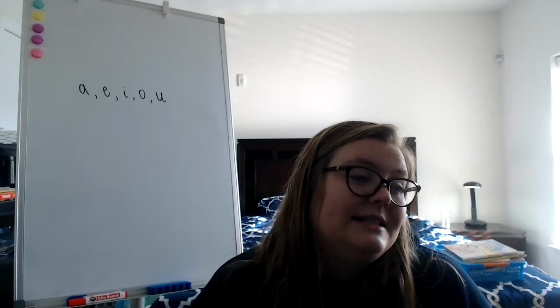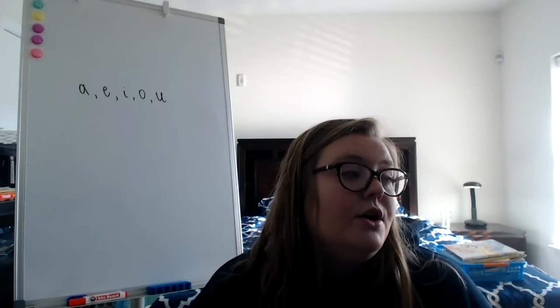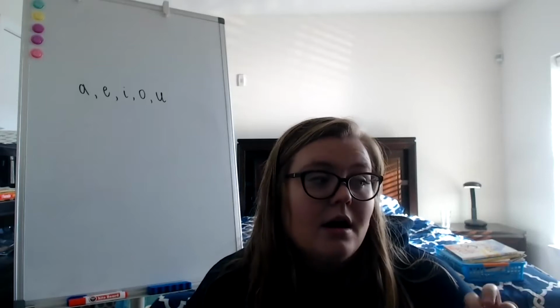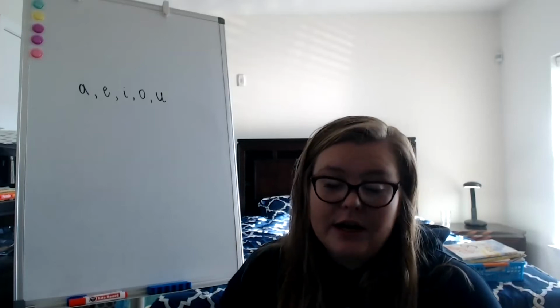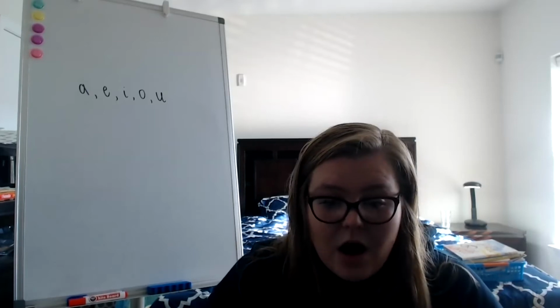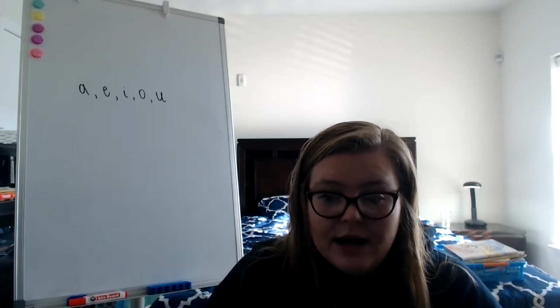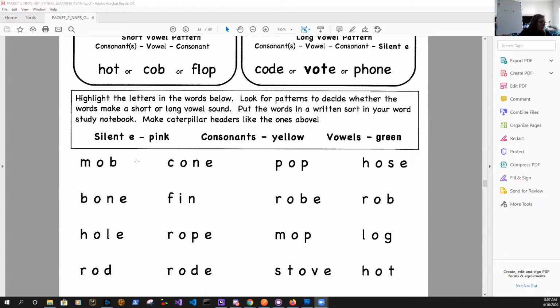But if it is a silent E at the end of a word, you are to color it pink, consonants color yellow, and vowels color green. So you're going to do that right on the paper. Color the silent E's pink, the consonants yellow, and the vowels green. So even though E is a vowel, if it's at the end of the word and it's a silent E, the worksheet is asking that you color it pink.